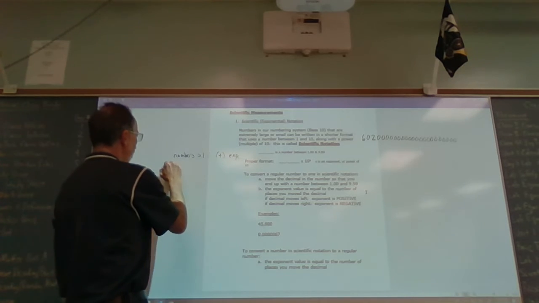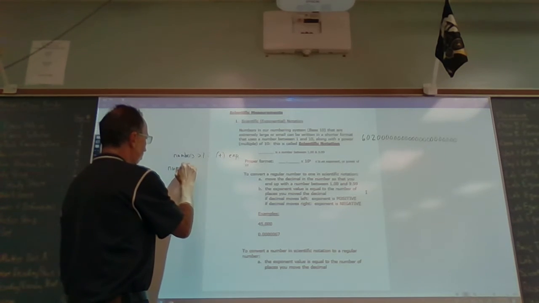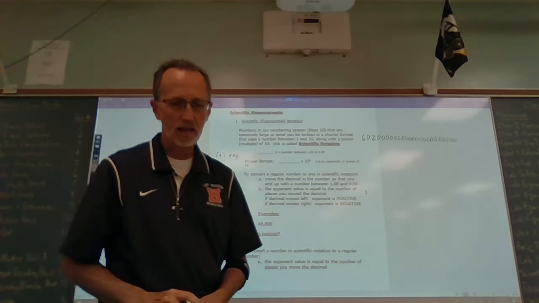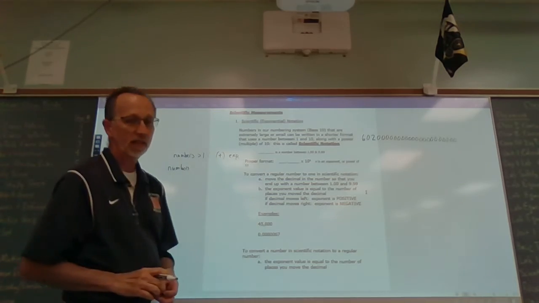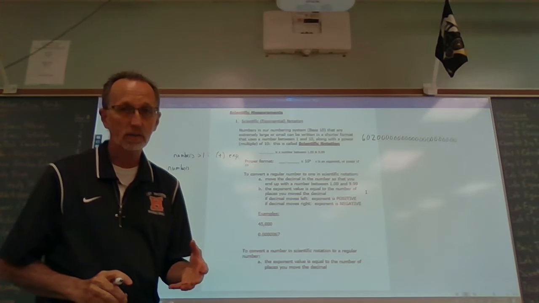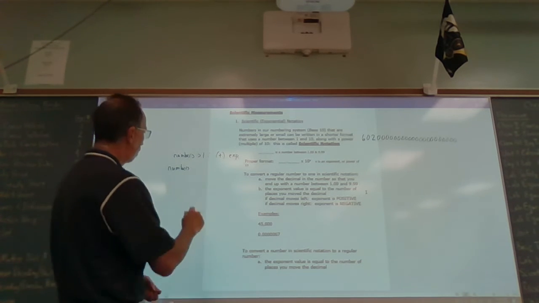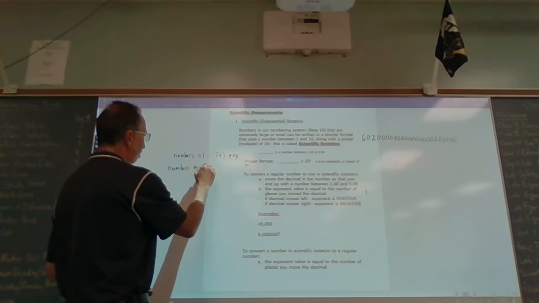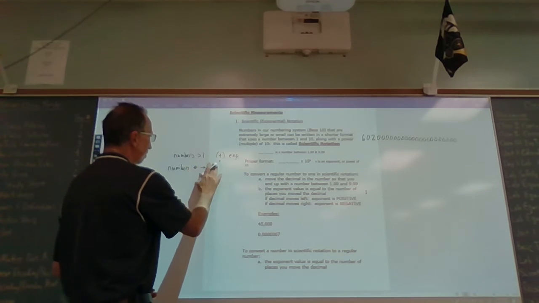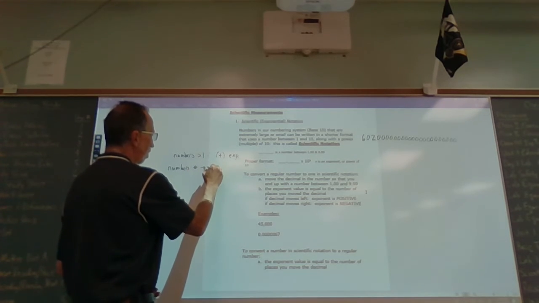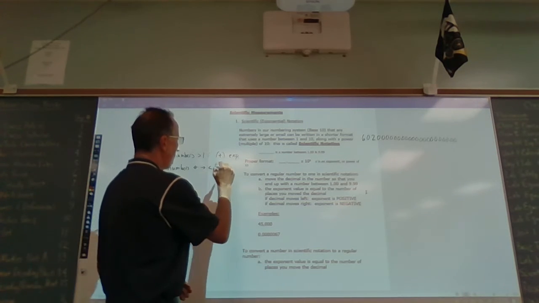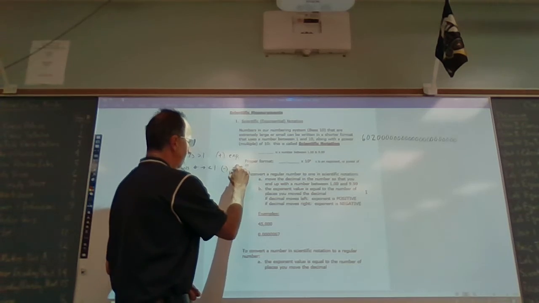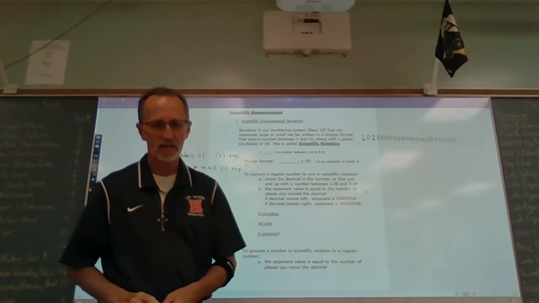All right, so for numbers that are greater than 0 but less than 1, so numbers from 0 but less than 1, decimal numbers basically, you're going to be using a negative exponent.